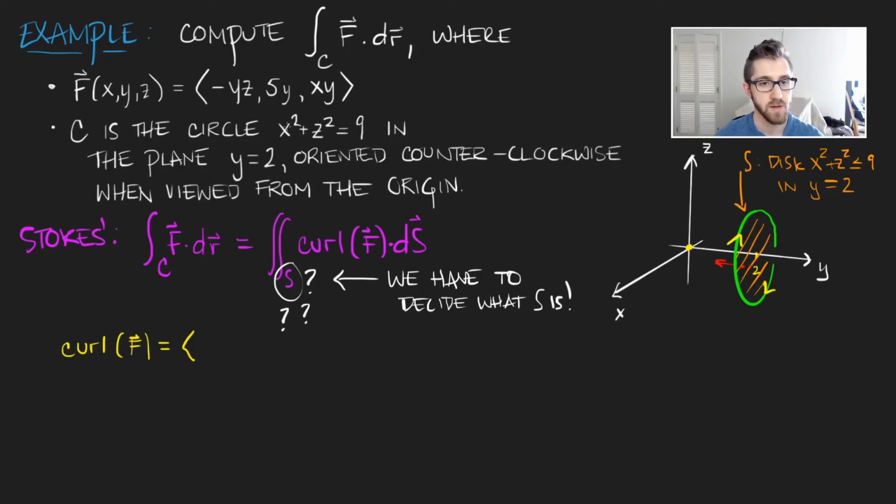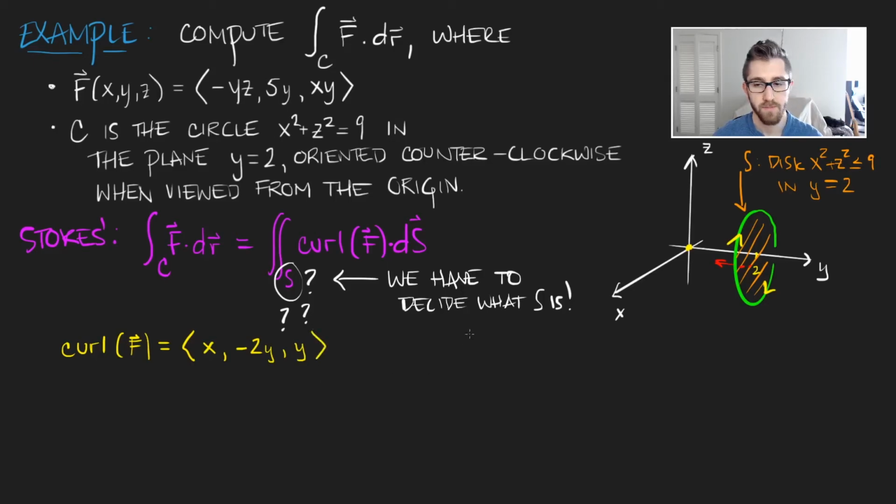To compute the curl, the first component, we take the derivative of the z component with respect to y, and the y component with respect to z. We get x. For the second, we take the derivative of the x component with respect to z minus the z component with respect to x, so we'll get negative 2y. And for the third component of the curl, we differentiate the y component with respect to x and the x component with respect to y, so we'll get a positive y.